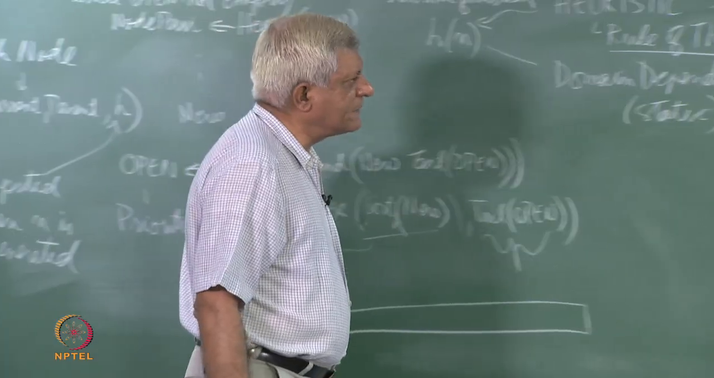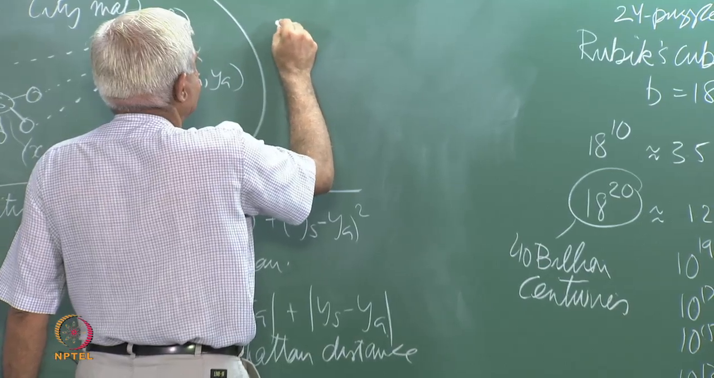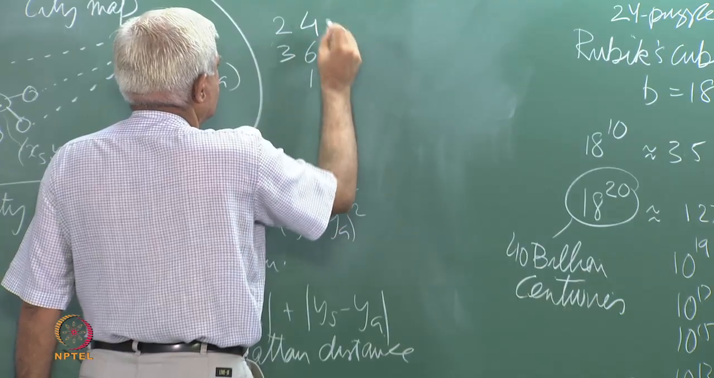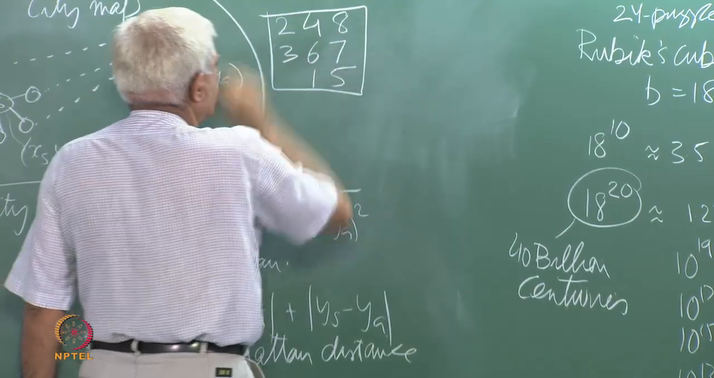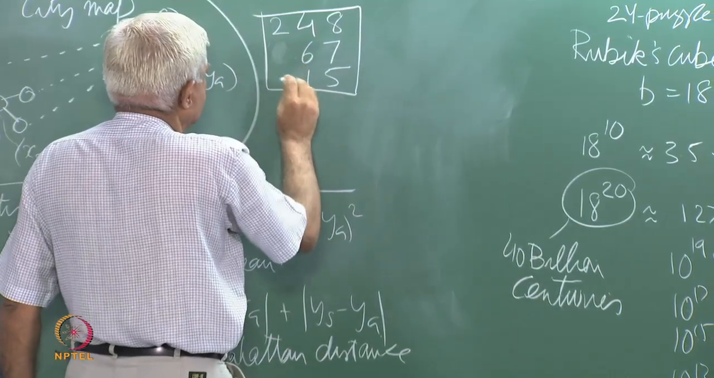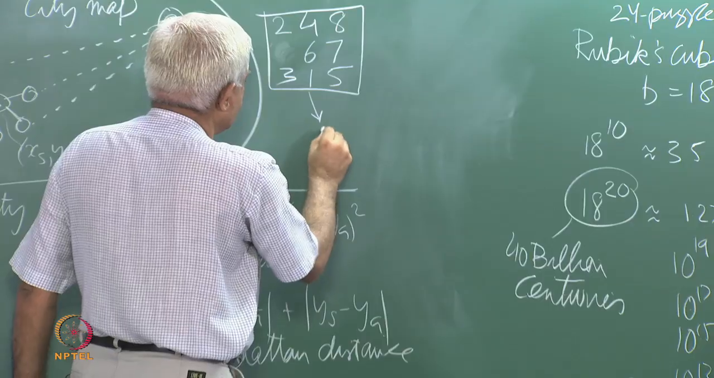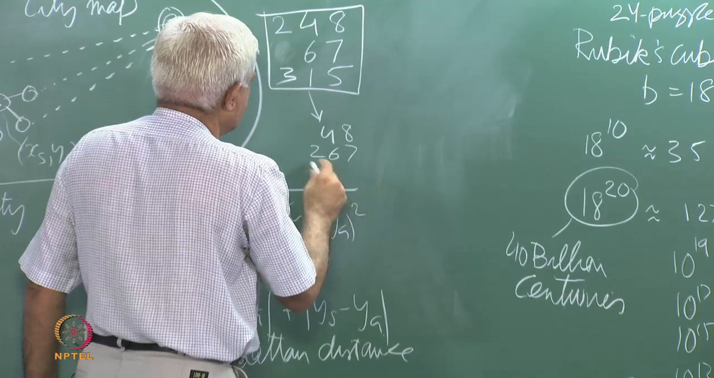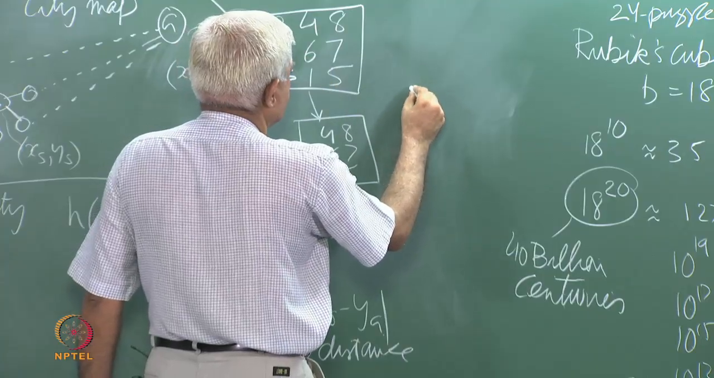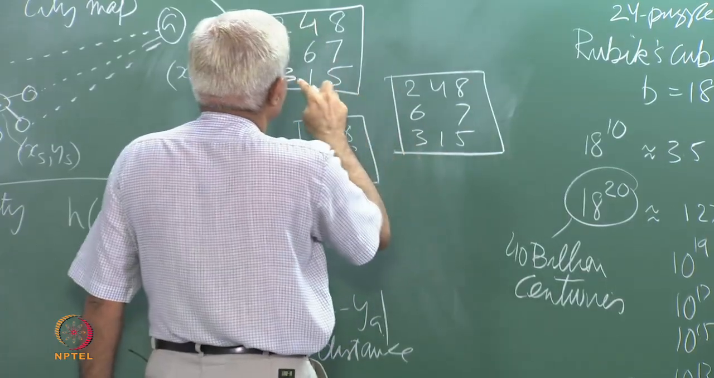Let us look at another example, which is this 8 or 15 puzzle. So, let us say this is my given state, and let me choose one with 3 successors. So, I have 3 successors from here. One is that I can move this 2 down. So, I will get 4, 8, 2, 6, 7, 3, 1, 5, or I can move 6 this side. So, 2, 4, 8, 6, 7, 3, 1, 5, or I can move 3 up.